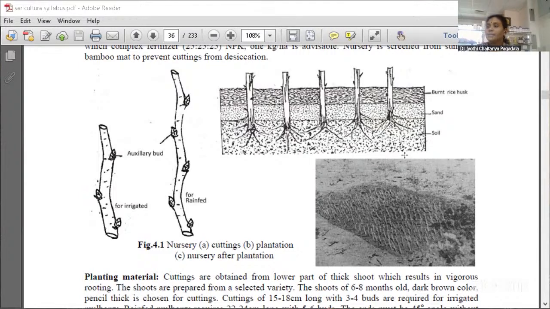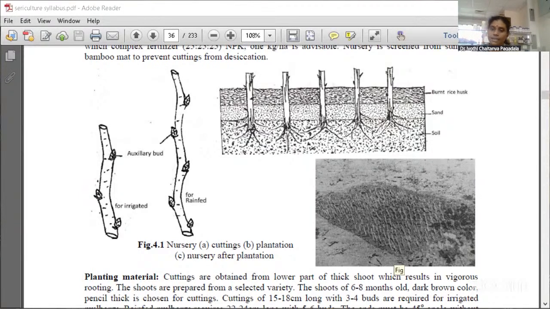The planting distance, as we just discussed, is 15 centimeters between rows and 10 centimeters between plants. Here you can see that 15 centimeters between the rows and 10 centimeters between the plant cuttings is followed. Plant the cuttings at an angle with at least one bud at the top, and cuttings must be planted the right way up. The cuttings are given optimum moisture by supplying necessary water.